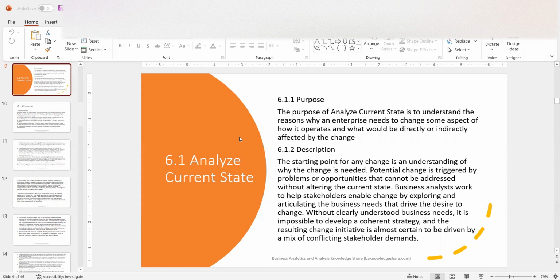state. Business analysts work to help stakeholders enable change by exploring and articulating the business needs that drive the desire to change. Without clearly understood business needs, it is impossible to develop a coherent strategy, and the resulting change initiative is almost certain to be driven by a mix of conflicting stakeholder demands.